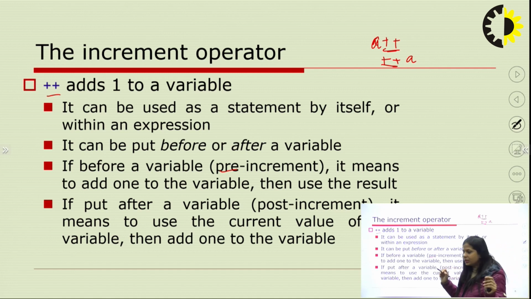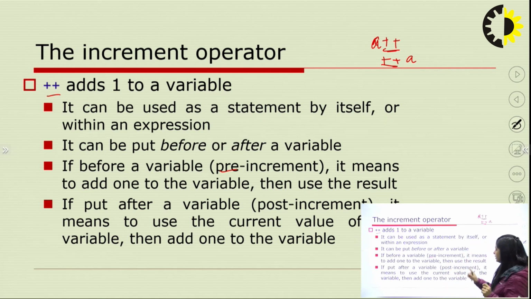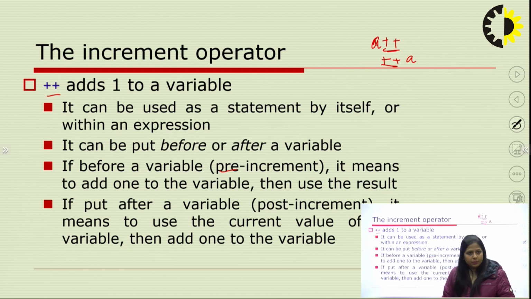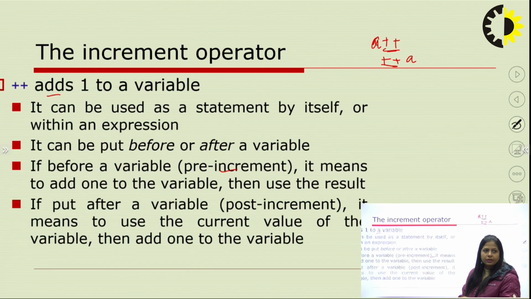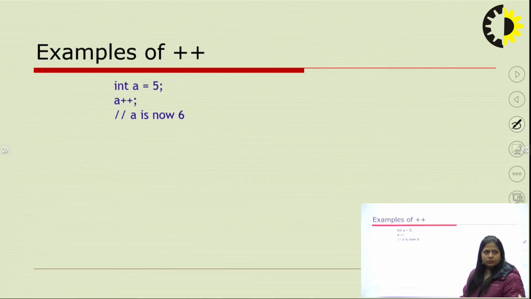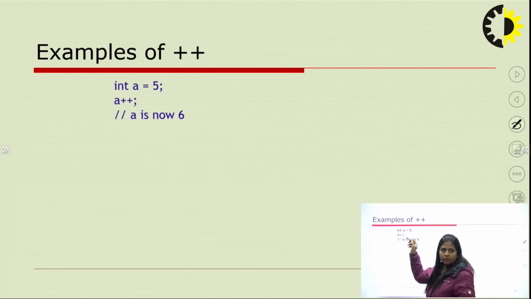What is pre-increment? It means to add 1 to the variable, then use the result. And what post-increment says, put after a variable, is to use the current value of the variable, then add 1 to the variable. Okay. For example, a is equal to 5, a plus plus.